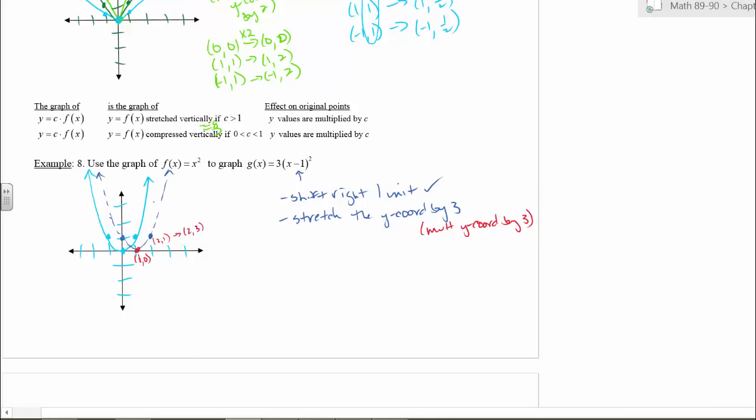So I'm up here at 2, 3. And then the same thing with this guy, I'll kind of come down here. He's at 0, 1. He's going to go to 0, 3 because you're multiplying the y coordinate. So 0, 3. And here's your final skinnier, narrower, stretched graph. Okay, so I know it's a lot to take in.